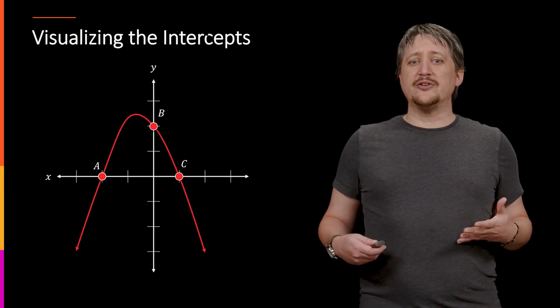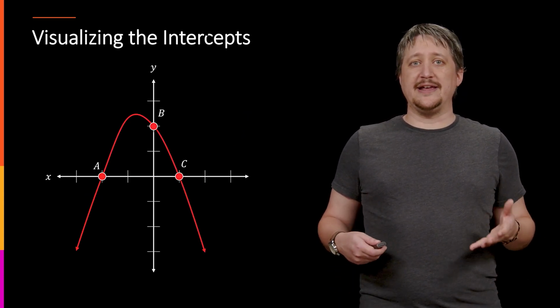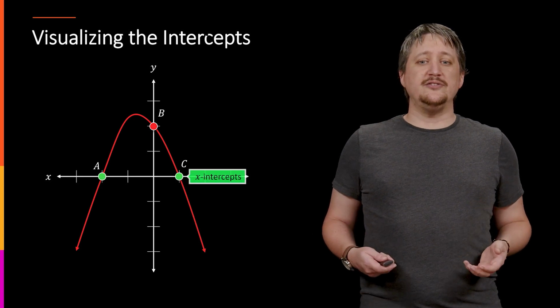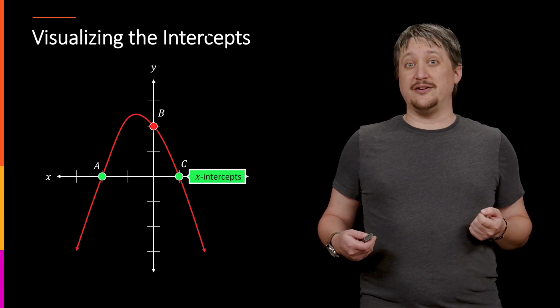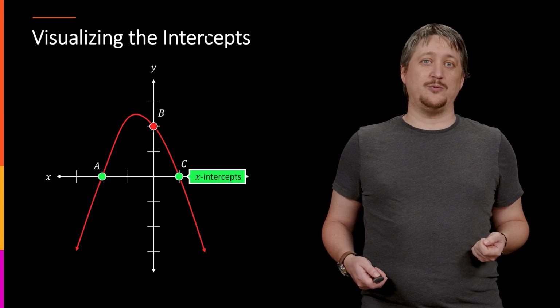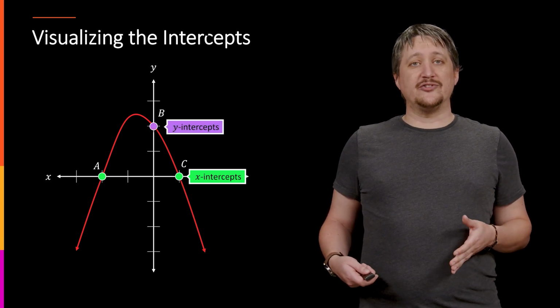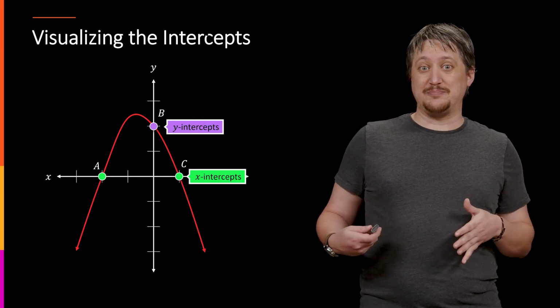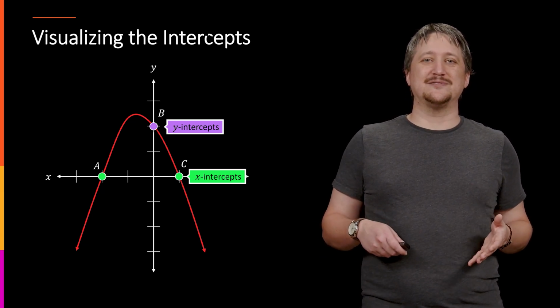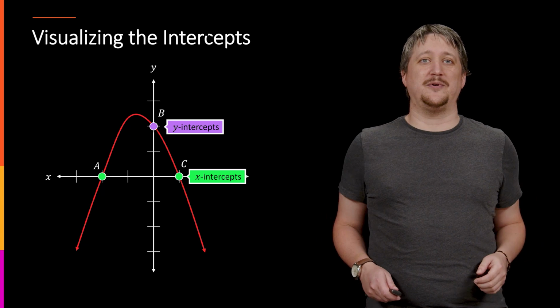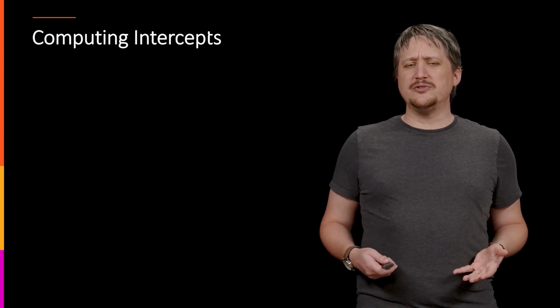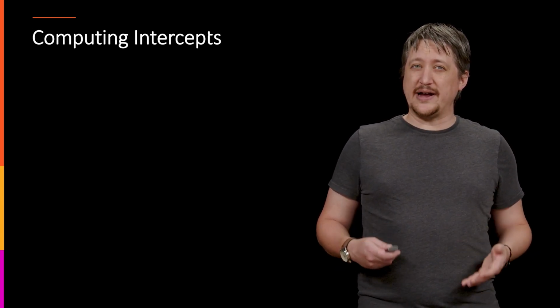So another example, here again, A, B, and C. A and C are x-intercepts because they're where they are hitting the x-axis, which again is when y is 0. And B is going to be our y-intercept because it's where it's intercepting the y-axis, but that's when x is 0. Okay.